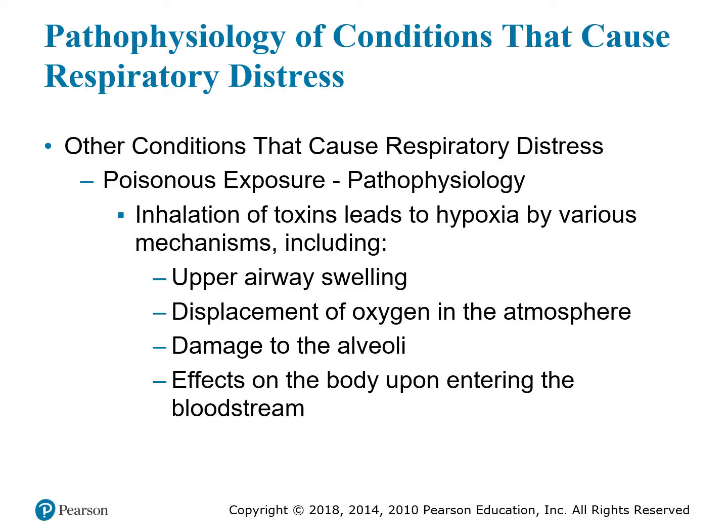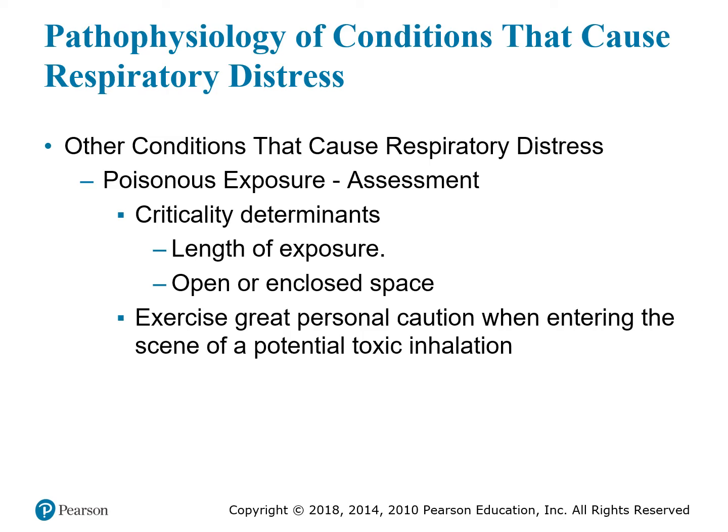So obviously, if your patient has some kind of poisonous exposure where they're inhaling a toxin, that could lead to hypoxia. And depending on what toxin they are inhaling, it could lead to upper airway swelling. It could lead to damaging of the alveoli. It could have effects on how well your red blood cells pick up the oxygen. So there are various different factors here. We're not going to really highlight how to manage all the different poisonous exposures. I think we cover that more so in Module 7.